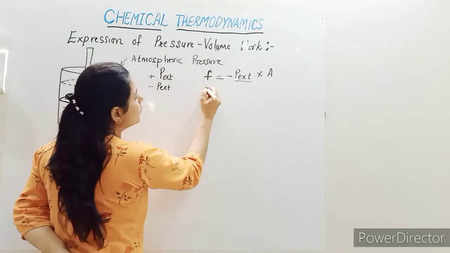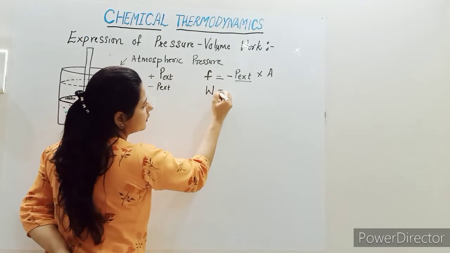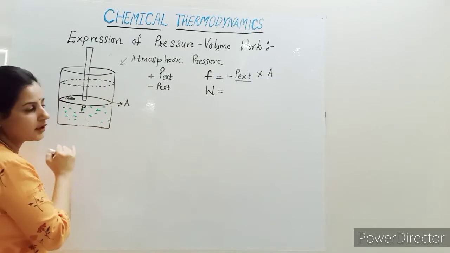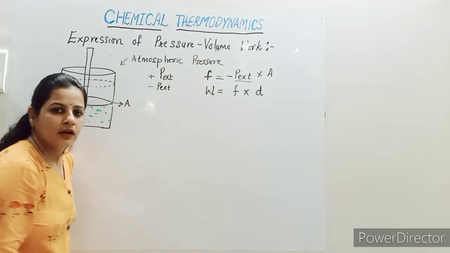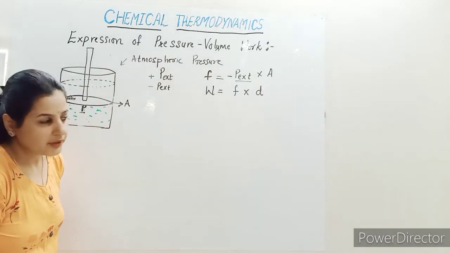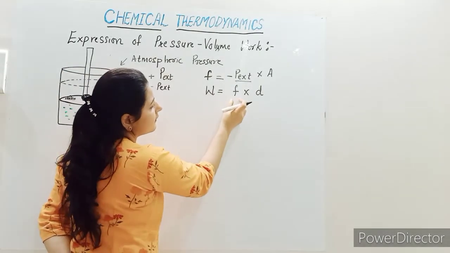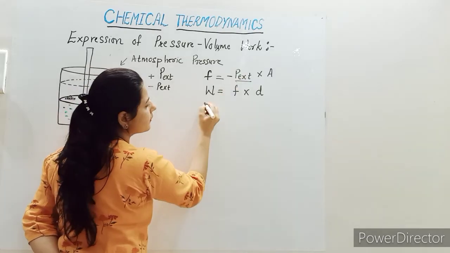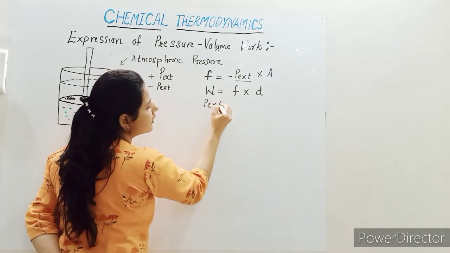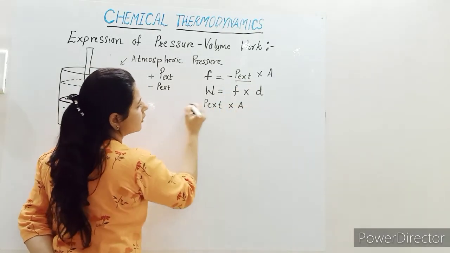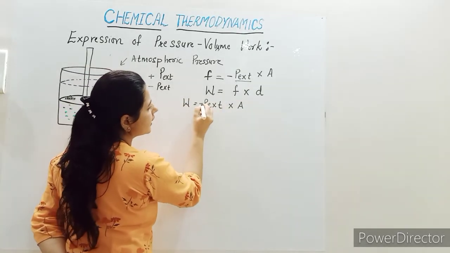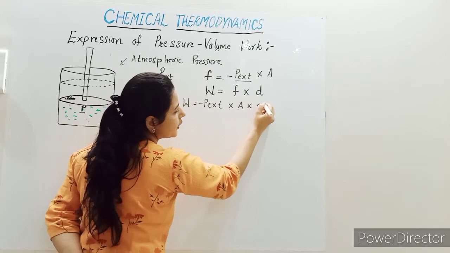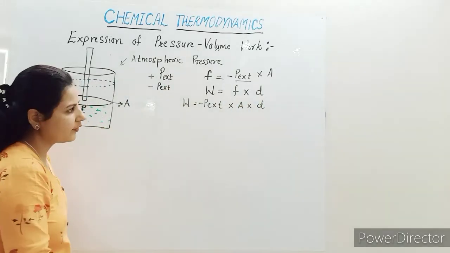Okay, now अब इस केस में सिस्टम अगर वर्क डन कर रहा है, then we know that work done is given as force into displacement. Now in this case this force is nothing but P external into A. So I can write W is equal to minus P external into A into D. Yes, I can write like this.